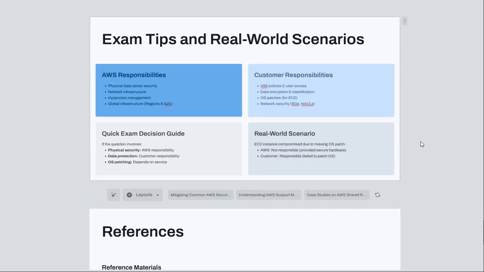All right, let's see some exam tips and real-world scenarios. AWS responsibilities: physical data center security, network infrastructure, hypervisor management, global infrastructure. Mostly the physical things are maintained by these providers.